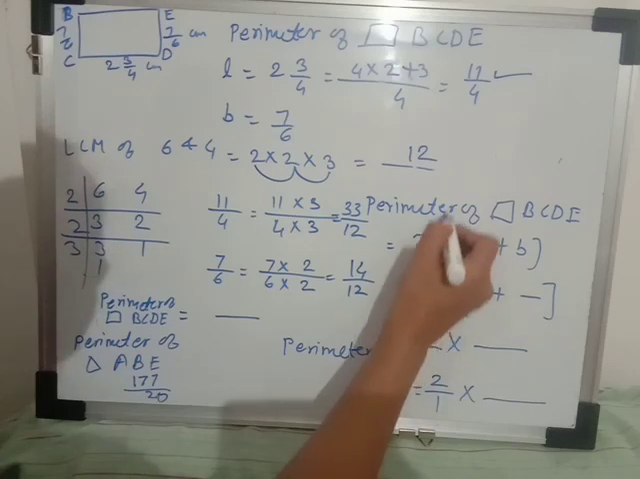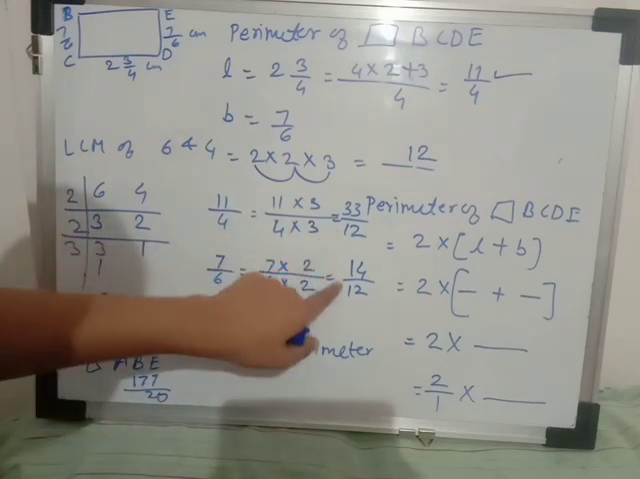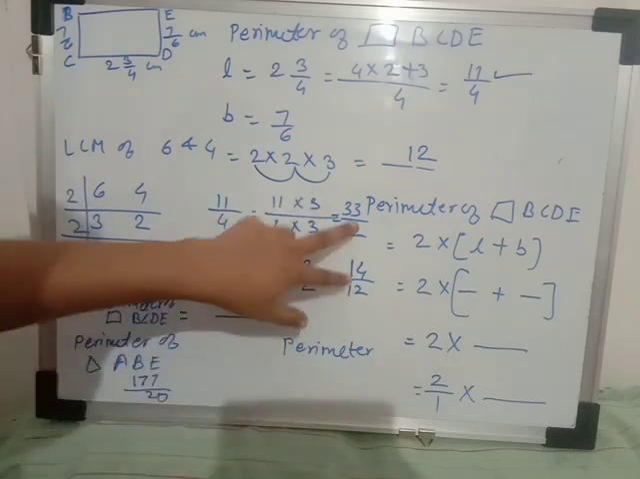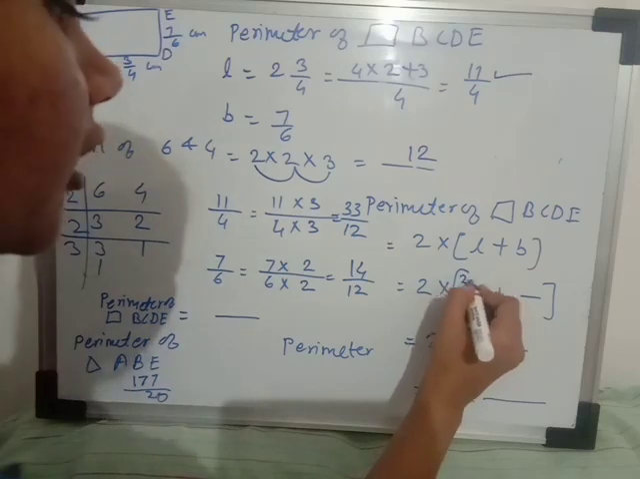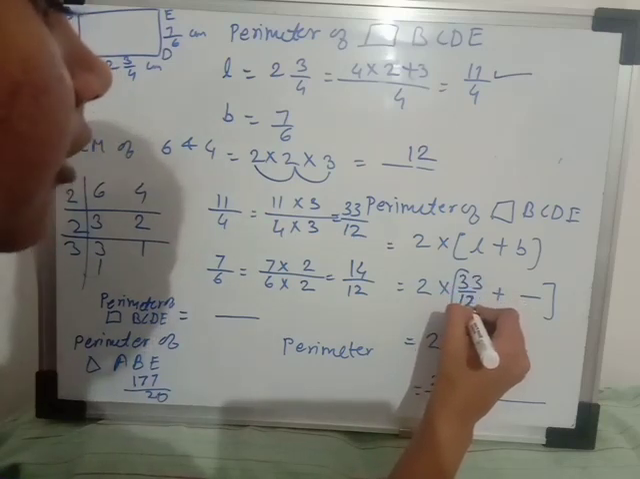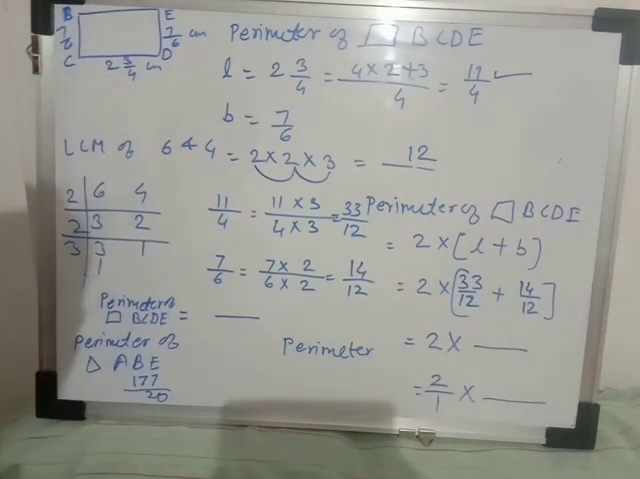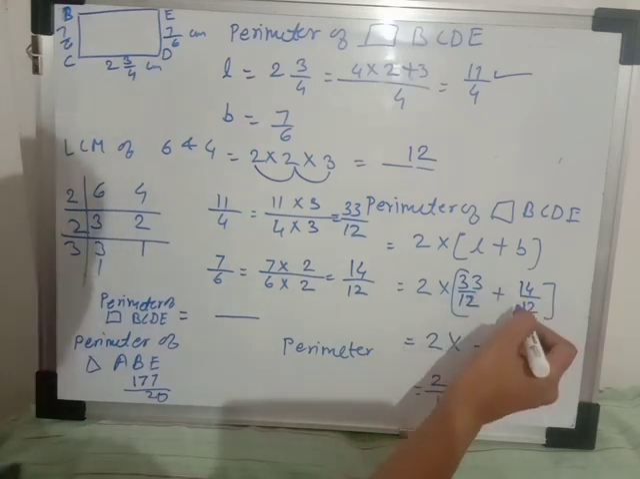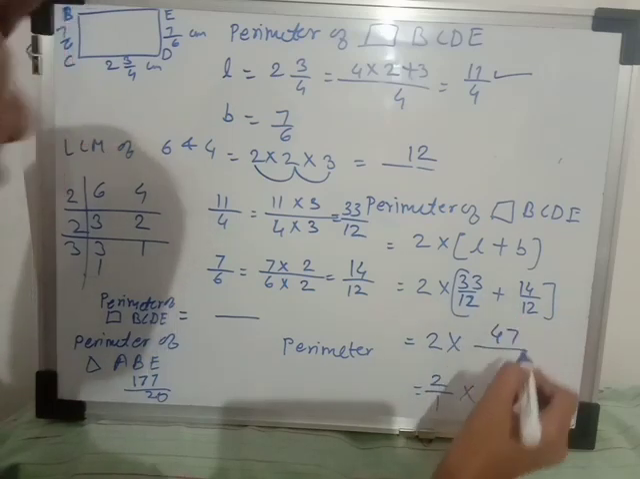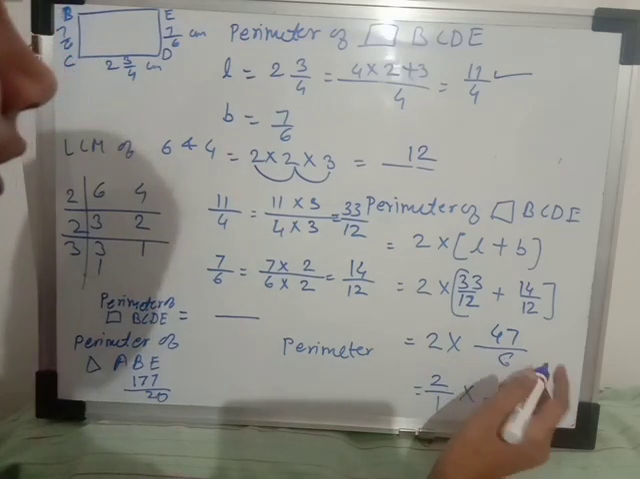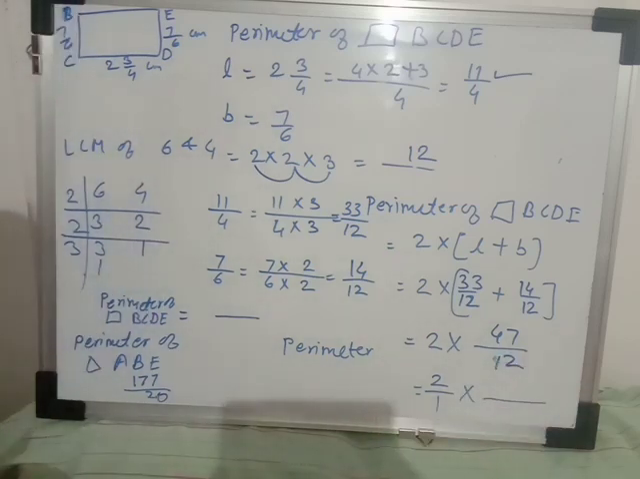Now we have the formula of the perimeter of the rectangle, that is 2 multiplied by, in brackets, L plus B. What is the length L we got? When we are doing the addition, make sure the denominators are common. So here we made the denominators common. Now we can do the addition: 33 upon 12 and 14 upon 12. So 33 plus 14 is 47. 47 by 12, our denominator is 12.